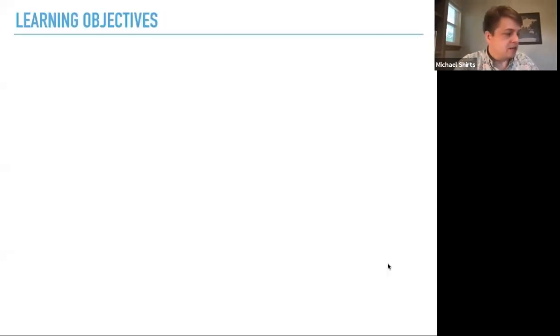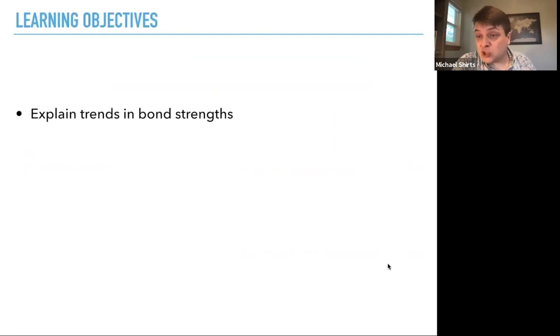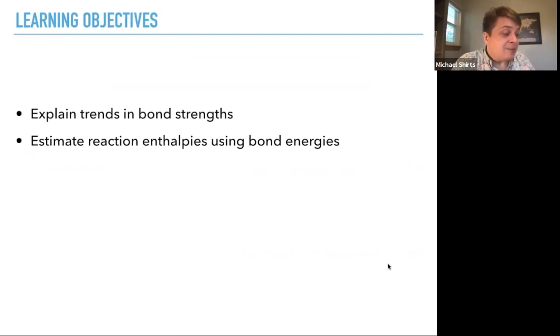In this next segment, we're going to dive into something a little more quantitative. We're going to talk about the strength of these bonds. The learning objectives here are to explain trends in bond strengths between different atoms and between single, double, and triple bonds, and to be able to estimate reaction enthalpies using just the bond energies without any additional information.